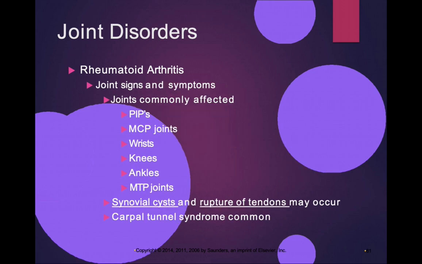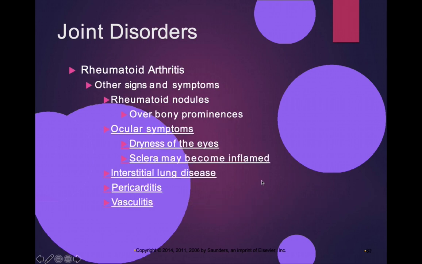Rheumatoid arthritis can affect the proximal interphalangeal joints, the metacarpophalangeal joints, the wrists, the knees, the ankles, the metatarsophalangeal joints, but again, it's usually both wrists, both knees, both ankles. Synovial cysts can occur, and even rupturing of tendons can take place.